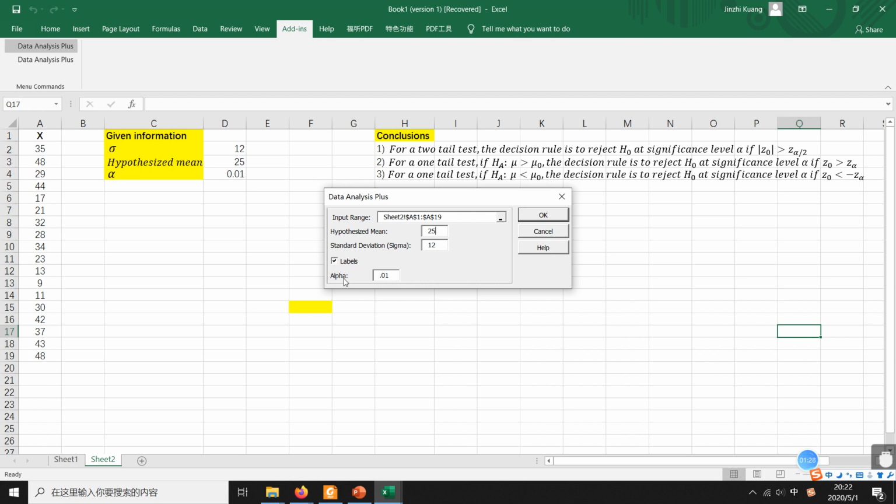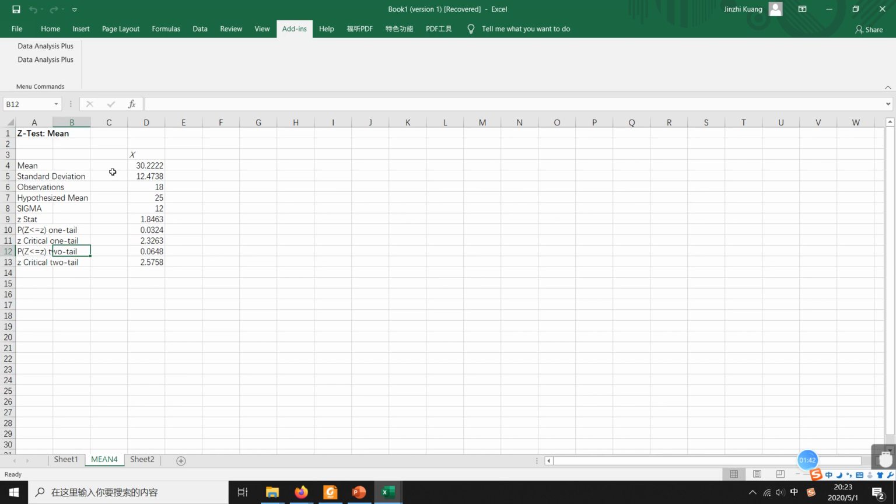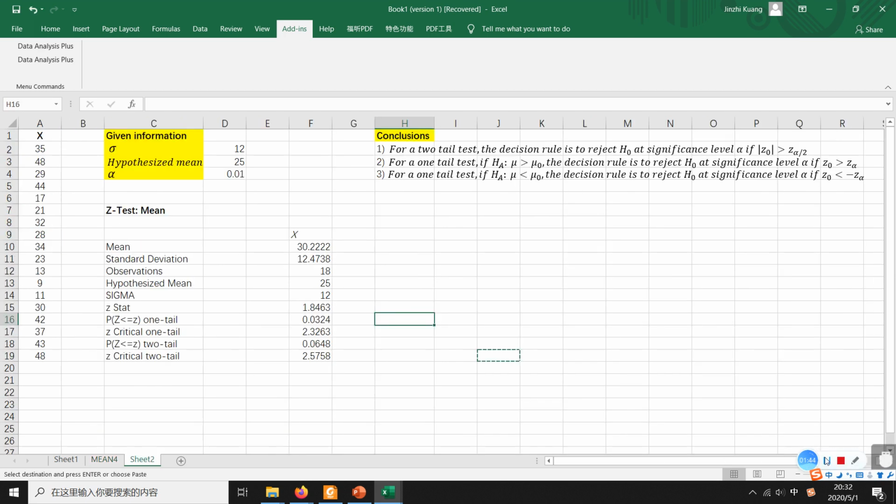And finally, alpha. Alpha means the significance level of the test. For this question, it is 0.01. Then everything is ready, then click OK. And we will get the result. Let's start to analyze the result for the z-test for mean.